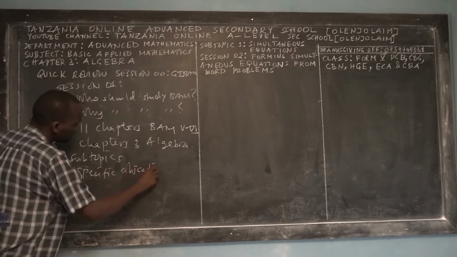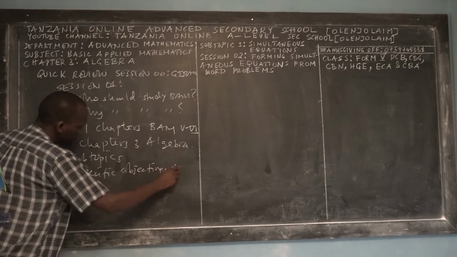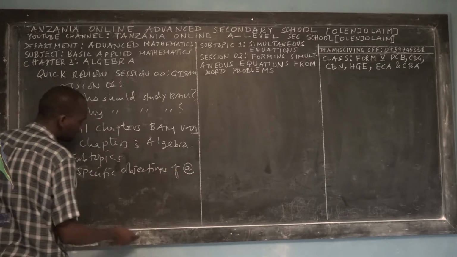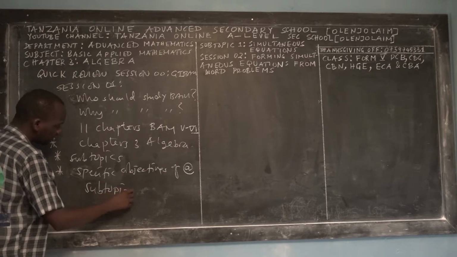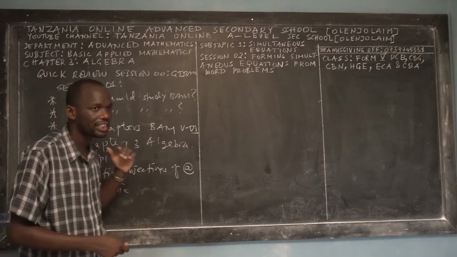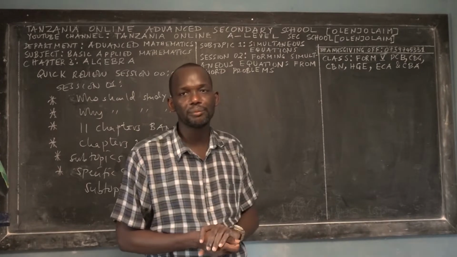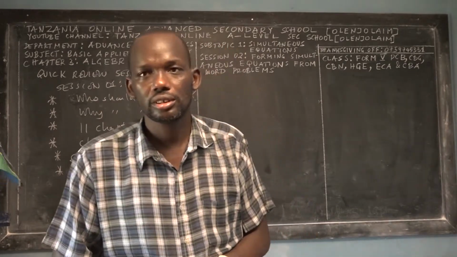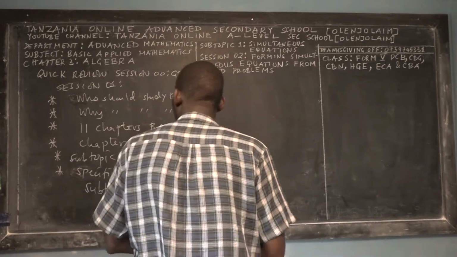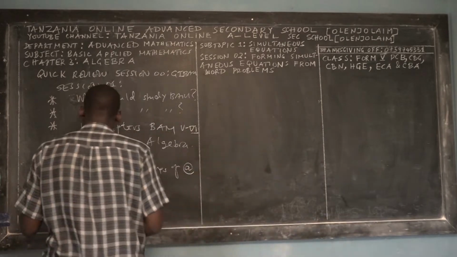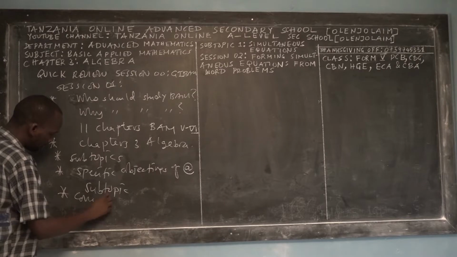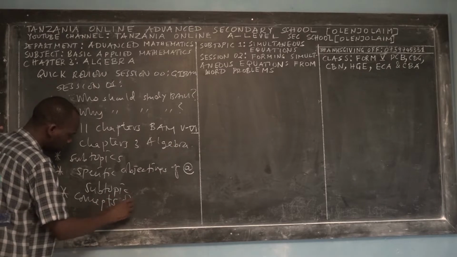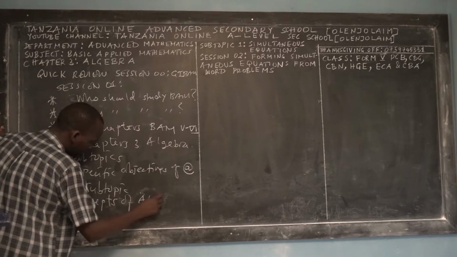Specific objectives of what? Of each subtopic. What are the specific objectives that the students have to achieve after mastering each subtopic? And the question that we have in play. Okay? So, and then we mentioned the concepts that we are going to cover. I mentioned the concepts of algebra that we are going to cover.